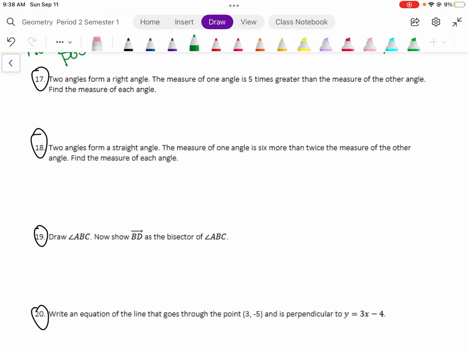Just a few more problems on the second page. For number 17, two angles form a right angle. And this one, again, doesn't give us a picture, so we can draw that. So we have two smaller angles, and they form a right angle. The measure of one angle is 5 times greater than the measure of the other angle. So if I make this angle just x, the other one would be 5 times greater than this, so we're just going to make this one 5x.